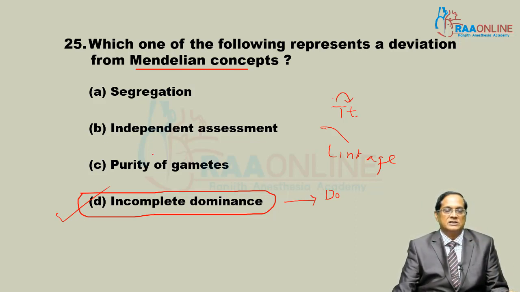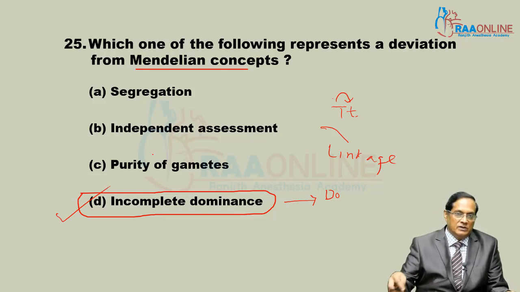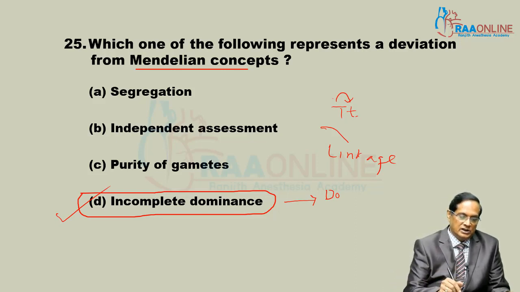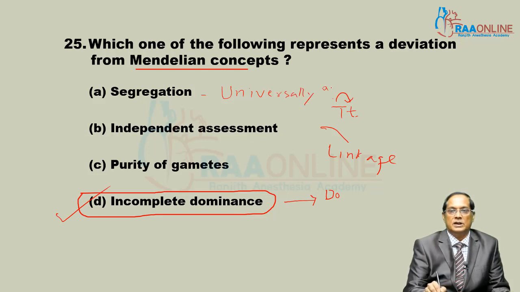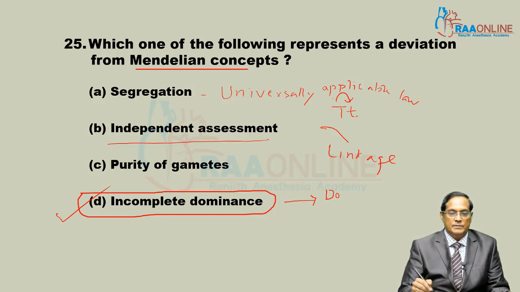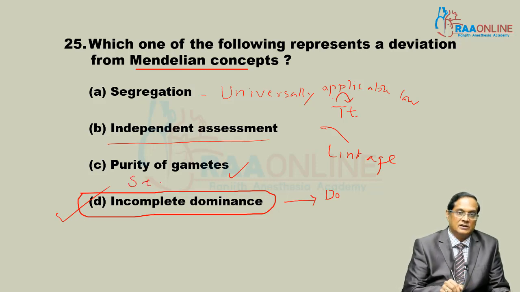Others are right. Segregation was studied by Mendel, and it is a universally applicable principle. This law is universally applied, but for others, no. Independent assortment needs minimum cross dihybrid. Purity of gamete is also called segregation.